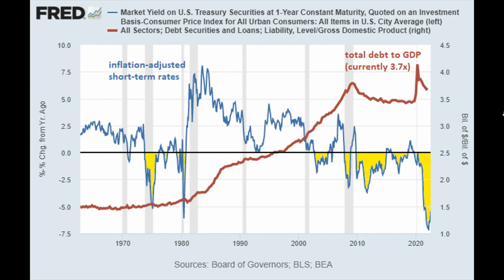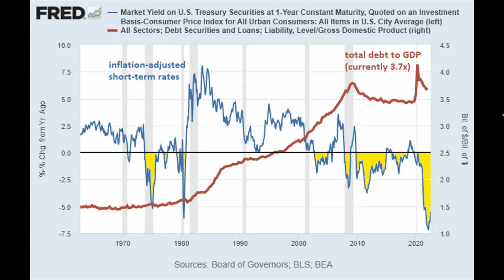So what you're seeing is exactly what you would expect to see if, say you're running a government and your debt to GDP is getting parabolically high. They would have a strong incentive to manipulate the market to drive real rates, or inflation adjusted short term rates, more deeply negative. And that's exactly what we see happening.